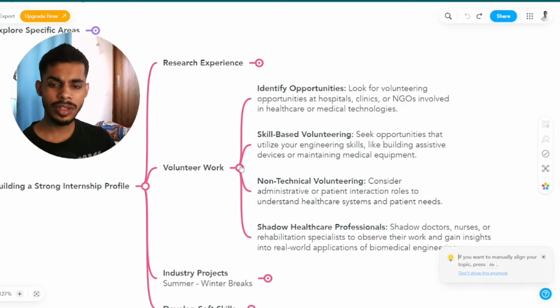Shadow health professionals. You can always reach out to a doctor, spend a day with them, understand what problems they are facing, and then prepare a solution to that problem as your final year project. That's the best way you can find and identify relevant final year project ideas.